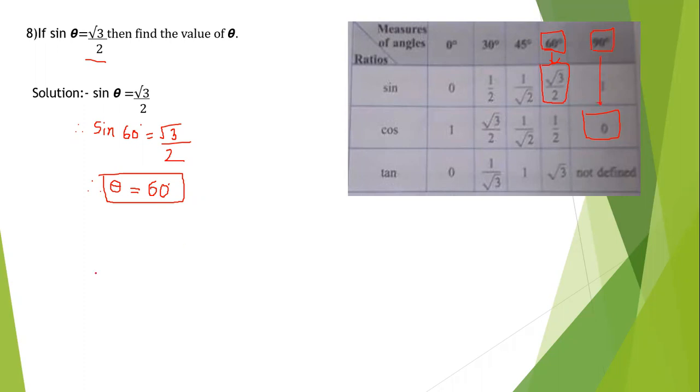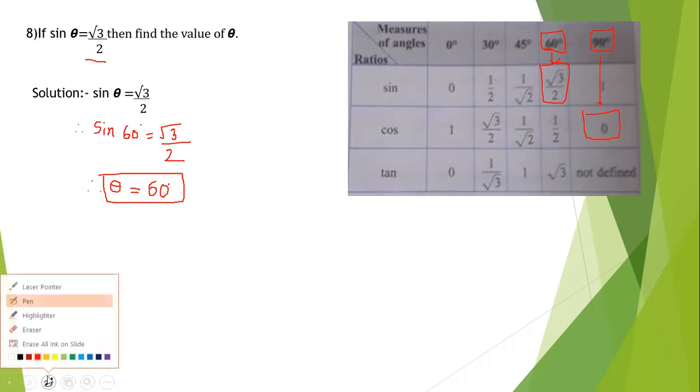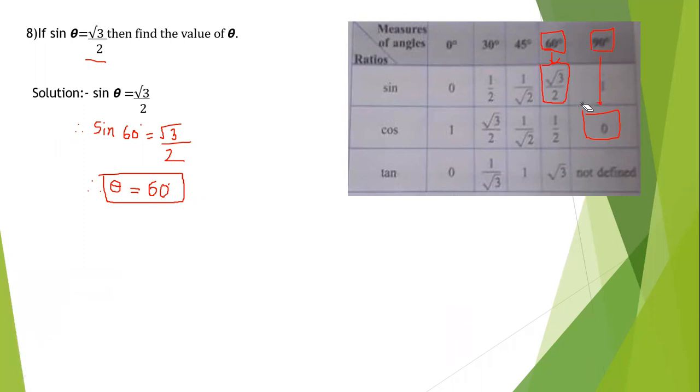Okay, understood. In this way they can give for tan also. So in the same manner you can write for tan also, right? Just go through the sum. You have to just write the measurement of the angle, that is theta.